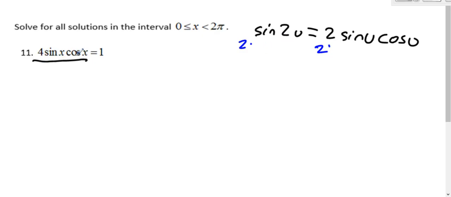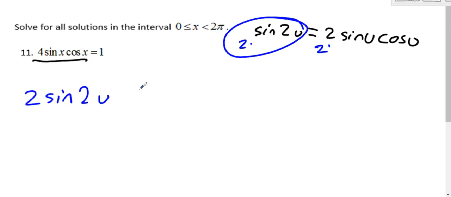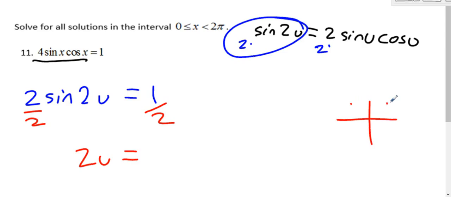So 4 sine cosine is the same as 2 sine 2u. And we're trying to solve it out, so divide by 2. We get sine 2u equals 1/2. Sine equals 1/2 at, it's positive, so it's in quadrants 1 and 2, and sine is 1/2 at the pi over 6s. So it's pi over 6 in quadrant 1, and 5 pi over 6 in quadrant 2.